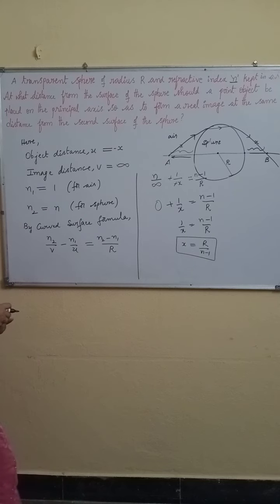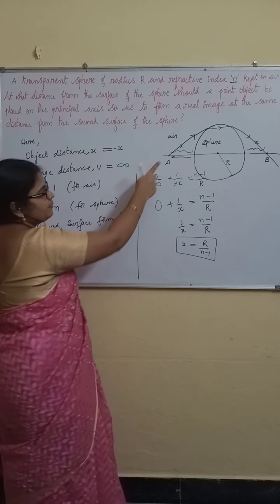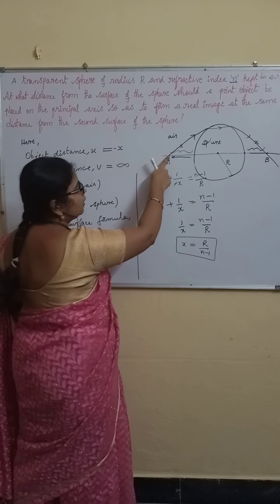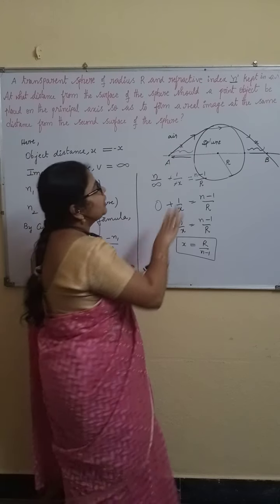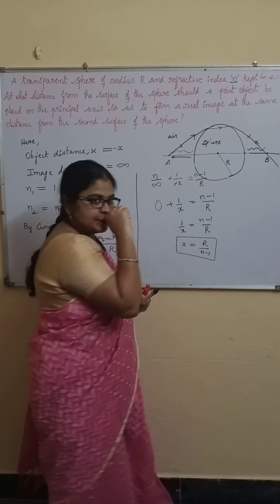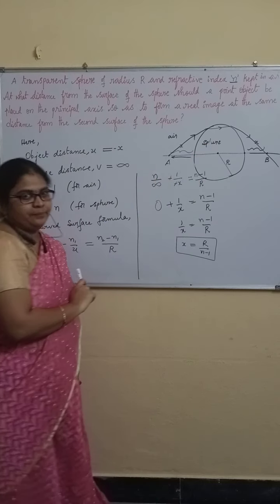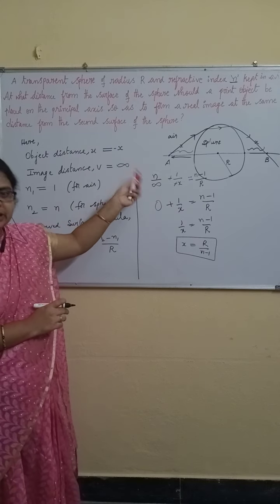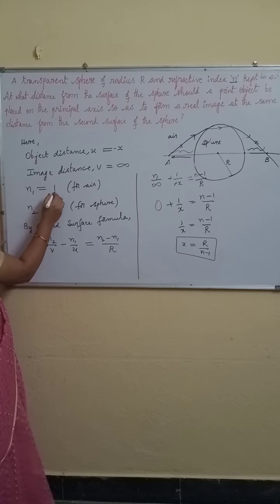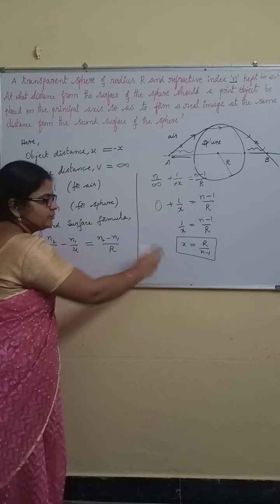So here, very important. This is a sphere whose refractive index is n, and this is a point object. From the point object, light rays are incident on the first curved surface, so the refracted ray will be parallel to the principal axis. So object distance x, image distance infinity. Now the light ray is coming from air, so the first medium is air. n1 value is 1, n2 value is n. By substituting these values in the curved surface formula, we will get this. Okay. Thank you.